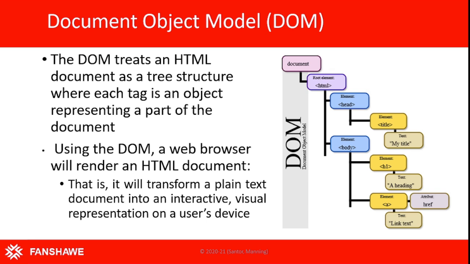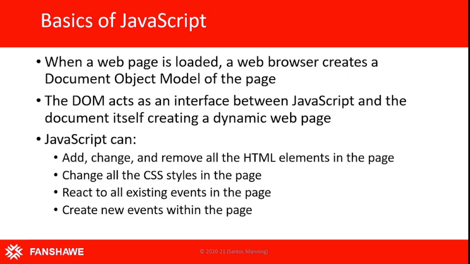A web browser will render the HTML document. That is, it will transform the plain text document into an interactive visual representation on a user's device. For JavaScript, as I have told you, it can add, change, and remove all HTML elements in the page. JavaScript can also change all the CSS styles on the web page. It can react to all existing events in the web page.